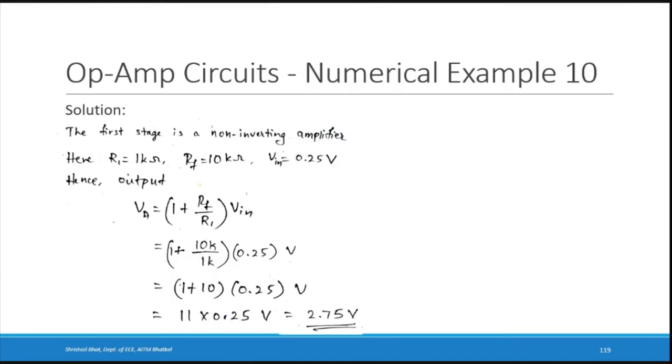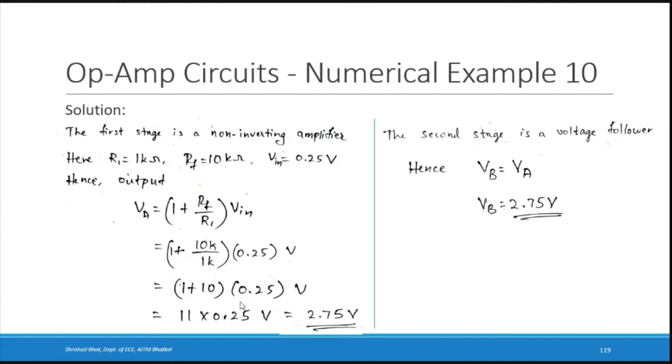Now what is the second stage? As we have seen, the second stage is a voltage follower. For a voltage follower, output is the same as the input. We will take that output as VB, that is equal to the input, that is VA. So the output is 2.75 itself, right?